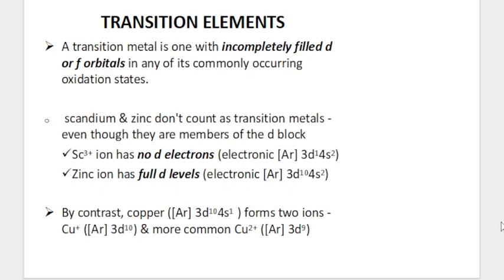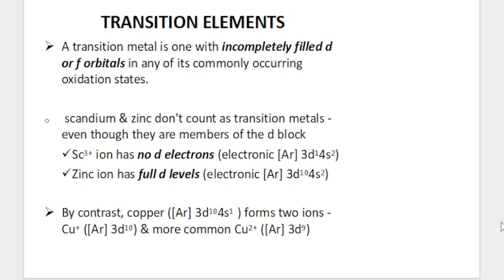A transition metal is one with an incompletely filled d or f orbital in any of its commonly occurring oxidation states. Scandium and zinc do not count as transition metals, even though they are in the d block. The reason is that the scandium ion has no d electrons, as you can see in the configuration, and the zinc ion has a completely filled d orbital.